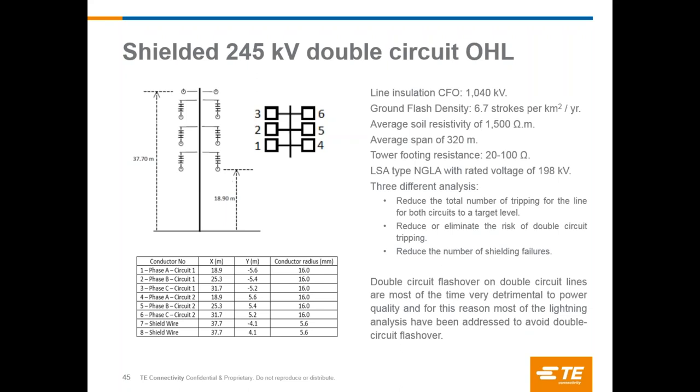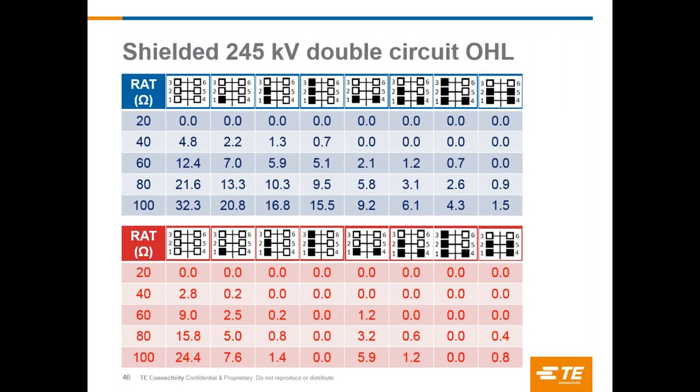Three different evaluations in this case. Reduce the total number of tripping for the line for both circuits to a target level. Reduce or eliminate the risk of double circuit tripping, or reduce the number of shielding failures. We can observe that for double circuit lines, double circuit flashovers are most of the time very detrimental to power quality, and for this reason, most of the analyses involving double circuit lines have been addressed to avoid double circuit flashover. The results of the simulation are shown in these two pictures.